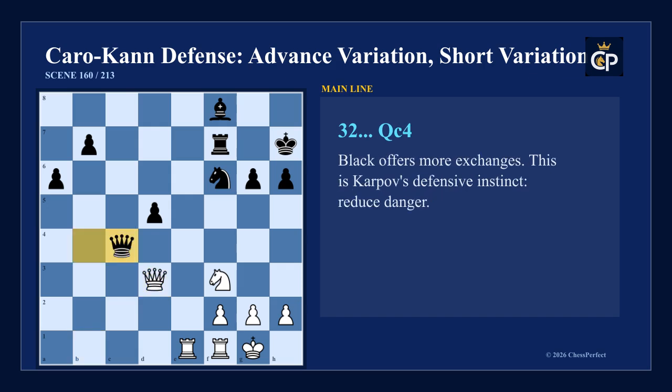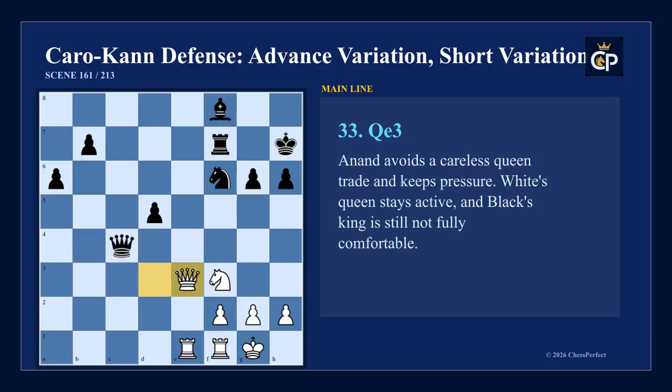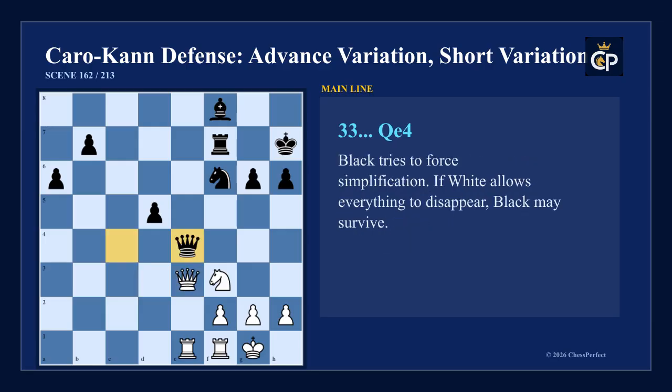Queen c4. Black offers more exchanges. This is Karpov's defensive instinct, reduce danger. Queen e3. Anand avoids a careless queen trade and keeps pressure. White's queen stays active, and Black's king is still not fully comfortable. Queen e4. Black tries to force simplification. If White allows everything to disappear, Black may survive.